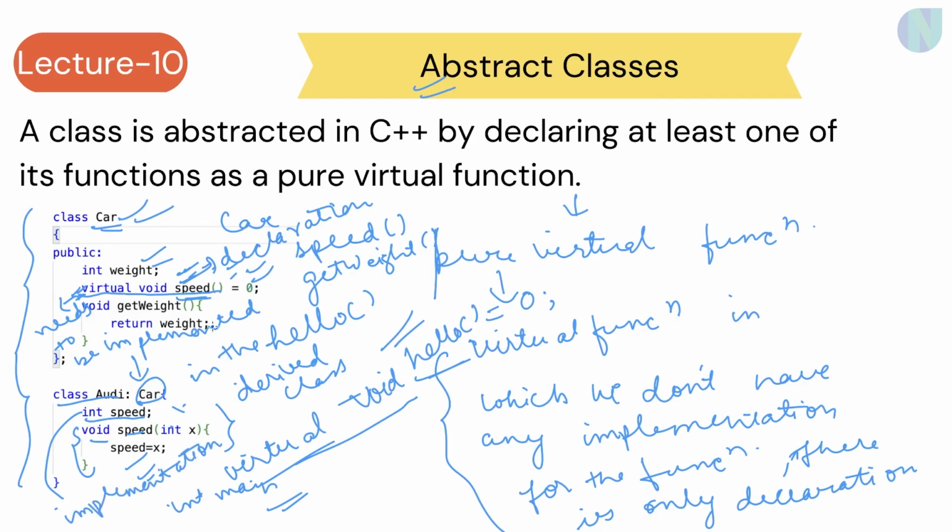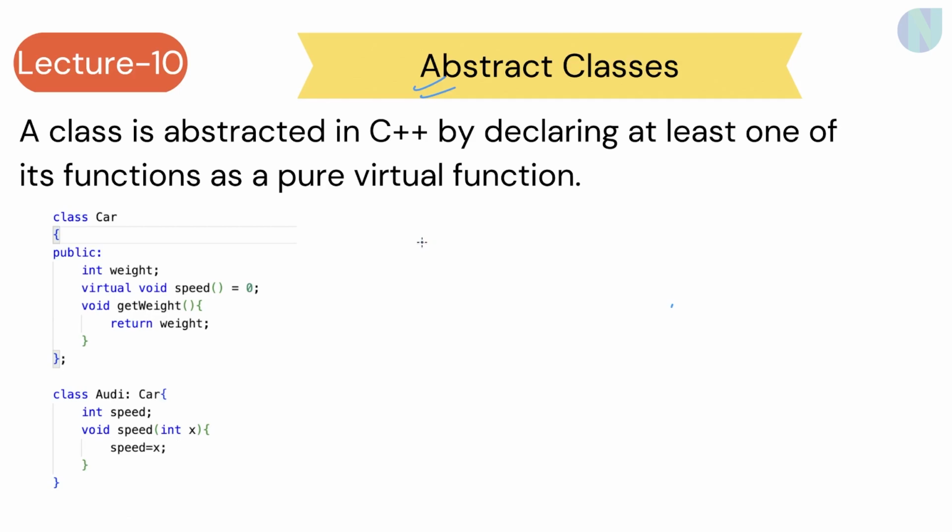Now what is the use of abstract classes? You would be thinking, okay, we are doing this pure virtual function, then we are just giving the implementation of this pure virtual function in the derived class, but what is the use of these abstract classes? So basically the purpose of an abstract class is to provide an appropriate base class from which other classes can inherit properties.